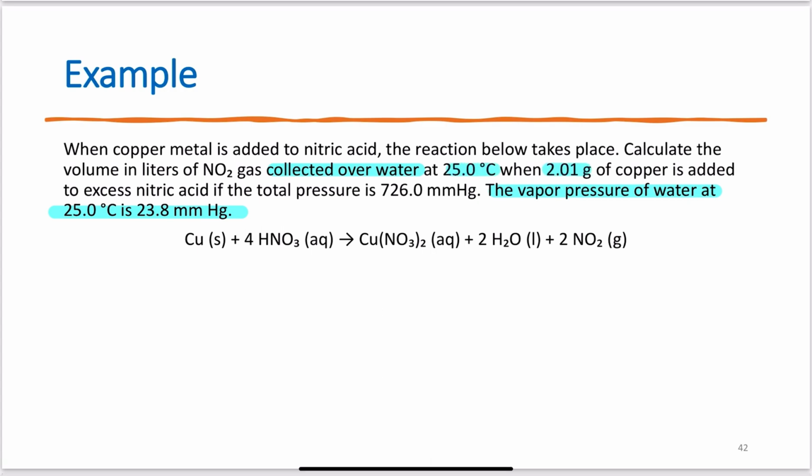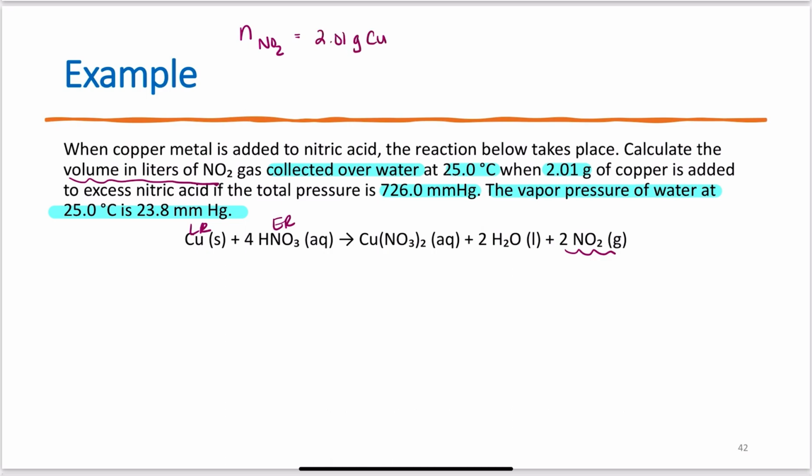Let's see, 25 degrees C, 2.01 grams of copper, pressure. I know this is my limiting reactant. I know this is my excess reactant. So that part's nice. I am trying to find the volume in liters of NO2 collected. Okay. So let's go ahead and find the number of moles of NO2. I know that it's all dependent upon the copper. I have 2.01 grams of copper.